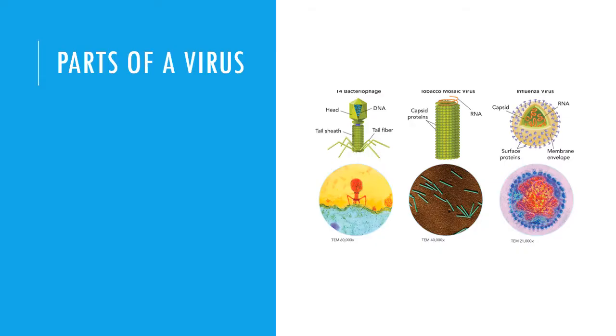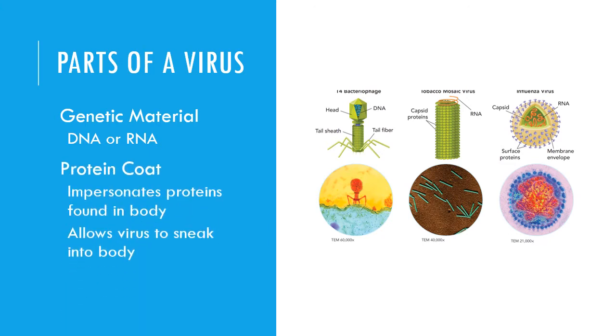So we're going to start with parts of a virus. And you can see three pictures of different viruses here. We have a T4 bacteriophage first, the tobacco mosaic virus, and then an influenza or flu virus. One thing that you're going to see in common with all of them is that every single one of them has genetic material. Now the bacteriophage has DNA, the flu has RNA, so it may be different genetic material, but they all have genetic material.